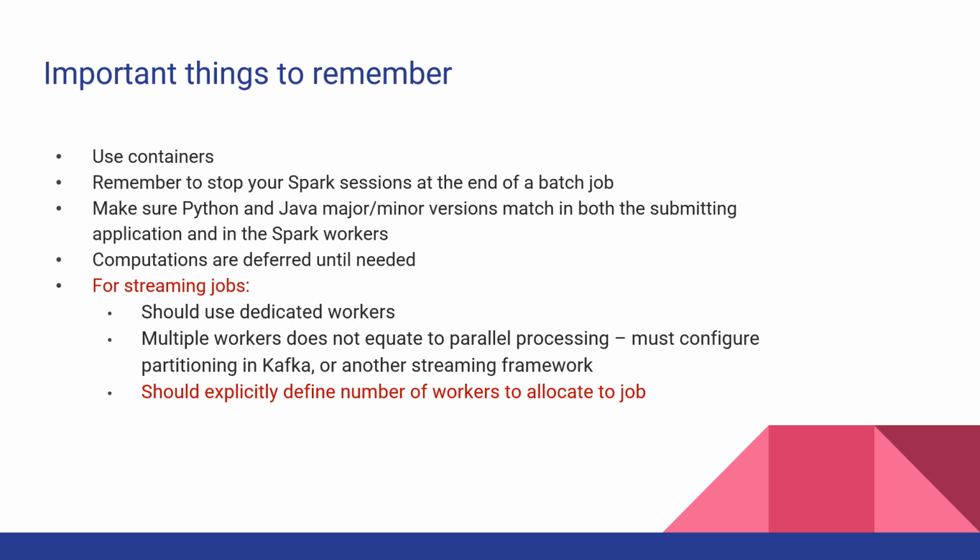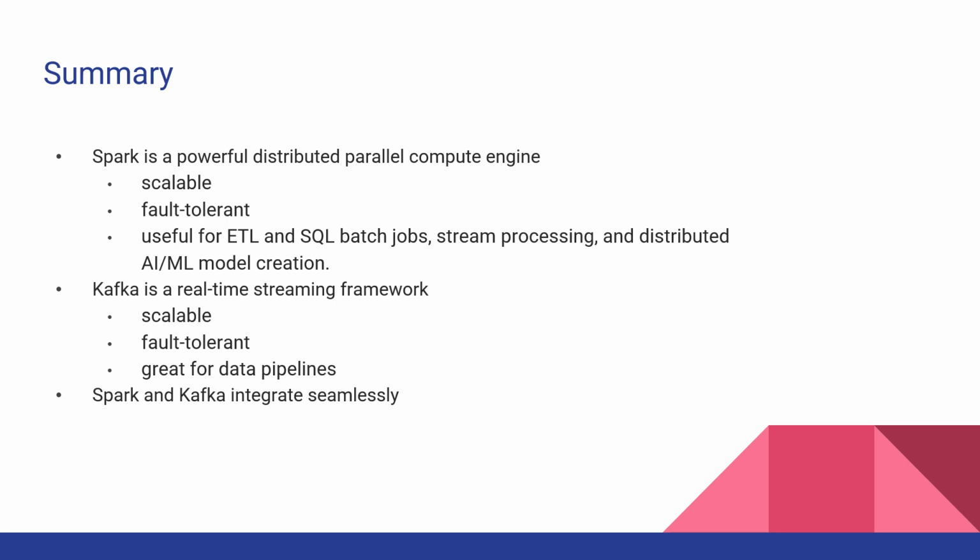You should explicitly define the number of Spark workers to allocate to a streaming job, and it should never exceed the number of partitions defined for the topic being consumed. In summary, Spark is a powerful distributed parallel compute engine that is scalable and fault tolerant. It is useful for ETL and SQL batch jobs, stream processing, and AI/ML applications. Kafka is a real-time streaming framework that is also scalable and fault-tolerant and is a great backbone for data pipelines. Spark and Kafka work seamlessly together.